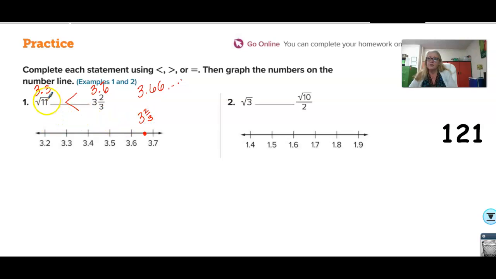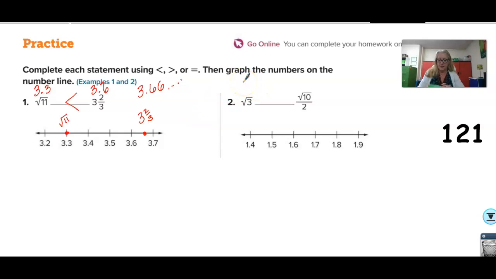Okay, and the square root of 11 is 3.3. And that was rounded. It was just barely, just a tad over 3.3. So there, or maybe a little to the right of it. Square root of 11. Okay, that's number 1.